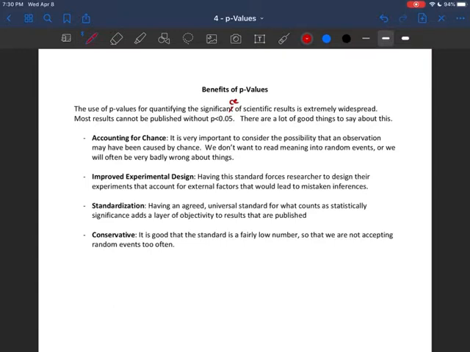So it's important to take the randomness of the world around us into account. We don't want to give a lot of meaning to random events or any meaning to random events, or we will find that we are very often badly wrong about things.